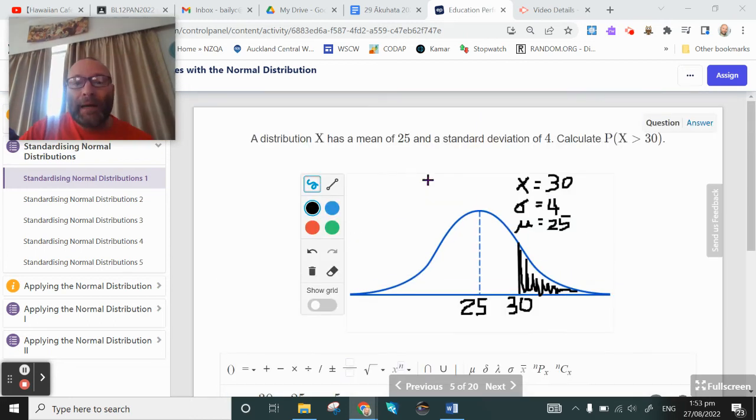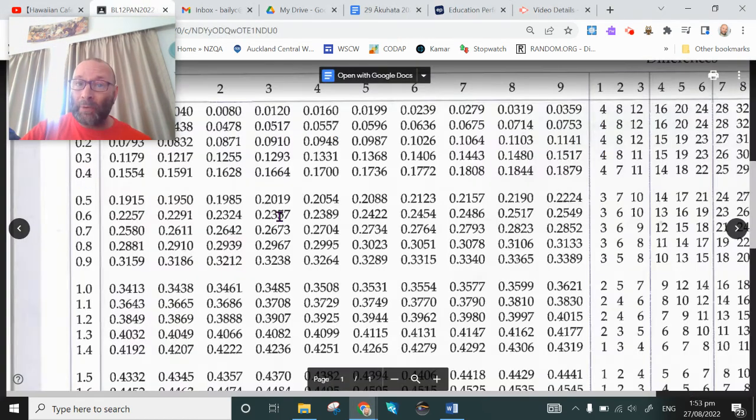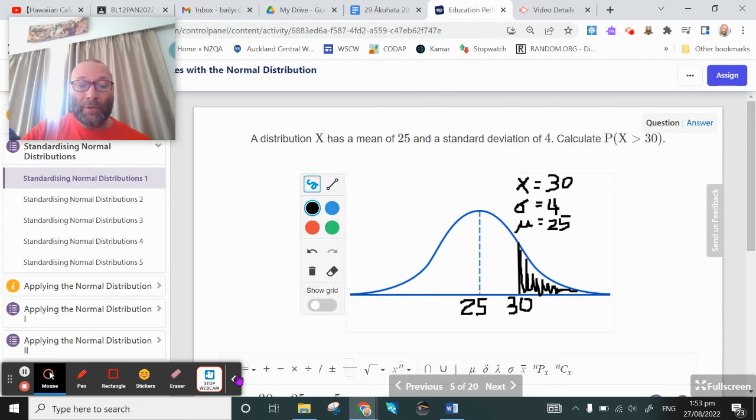So as we said, they're not always going to come to you in a standard normal form. Many times you're going to have to take values from the problem and convert x values into a z value that you can then use the table we talked about to get those probabilities.